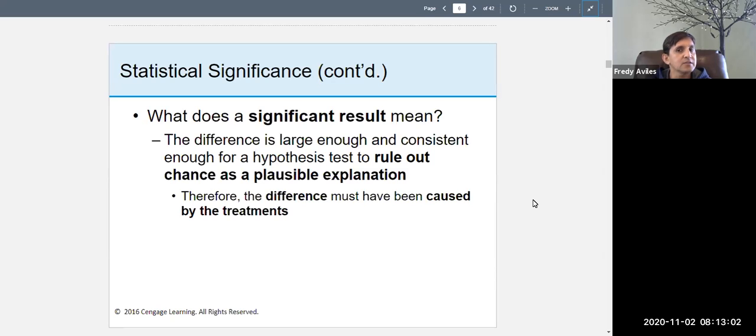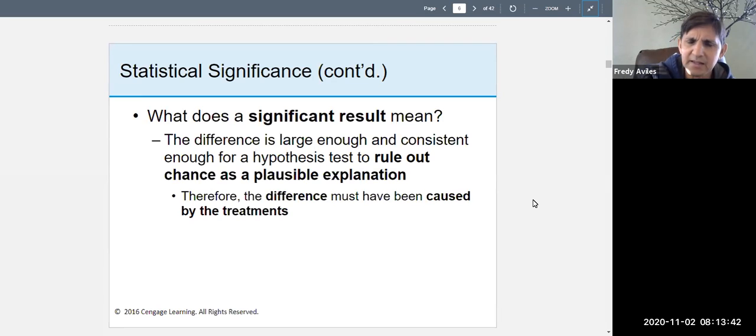Remember, the null hypothesis says that the difference is zero or small enough that it's probably due to chance. When you have statistical significance, when you have a significant result, that means that that is unlikely. That means that the difference is large enough that it probably was not due to chance, so you should reject the null hypothesis. Therefore, the difference must have been caused by the treatments. So if it's not due to chance, it must be due to the treatment, and in our example, the treatment being alcohol. Alcohol must have caused the difference in aggression that we see.